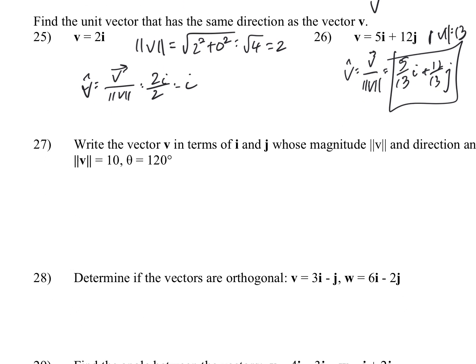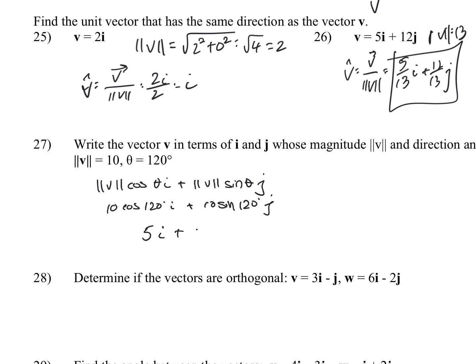And then finding vectors. So the components are pretty similar to polars in that it's magnitude times cosine theta for the I component, and magnitude times sine theta for the vertical. So it's pretty much the same, except the only difference is radius has been swapped with magnitude, which if you think about the shape of these things, it's kind of the same. So this becomes 10 cosine of 120 degrees I plus 10 sine of 120 degrees J. And just using our unit circle knowledge, that's 5I plus 5 root 3J.